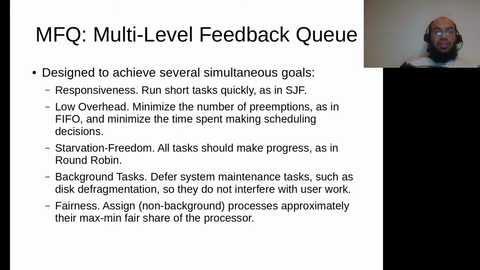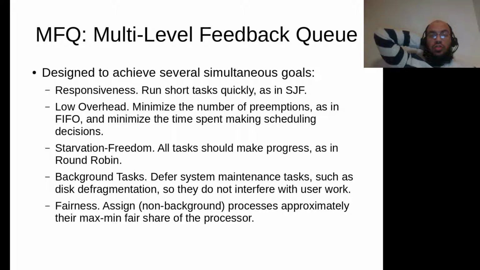So it is designed to try to achieve the responsiveness of shortest job first, and that's basically by trying to run short tasks very quickly. It tries to achieve the low overhead that FIFO has and minimize the time spent making scheduling decisions. It tries to achieve starvation freedom, which is a property that you find in round robin, and it tries to achieve fairness in the system and use the maximum fair share of the processor.